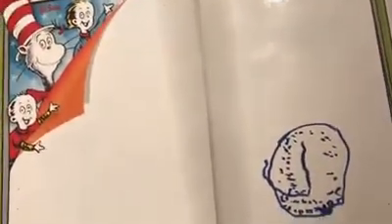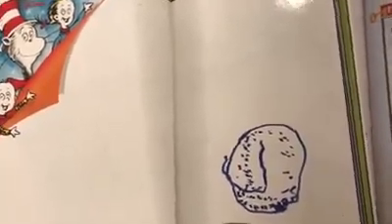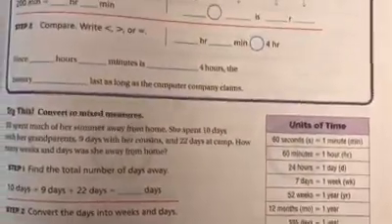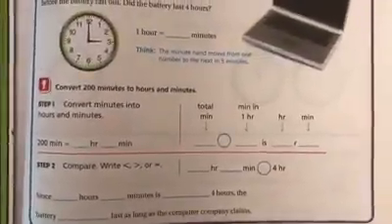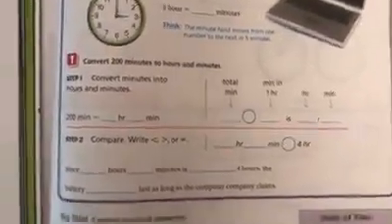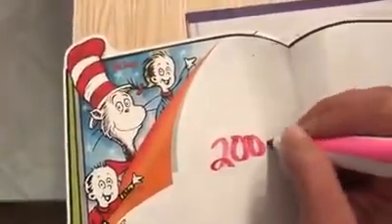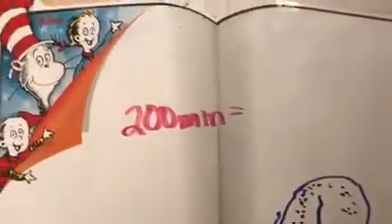Now, as we change these units, we are going to have to remember that when we are converting units, what are my conversions? So this first example we're looking at, it asks us to change 200 minutes to hours and minutes. So over here, I'm going to do 200 minutes equals how many hours and minutes?